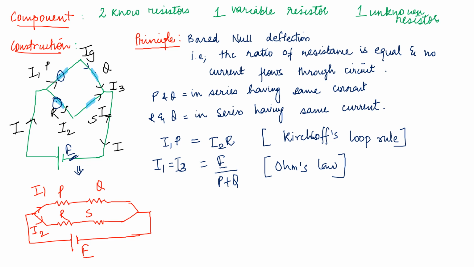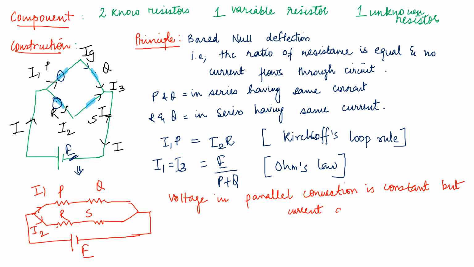From the parallel and series combination, we have read that the voltage in these two parallel combinations will be the same, but the current will change. Voltage in parallel connections is constant, but current divides. Okay, so that is the rule.